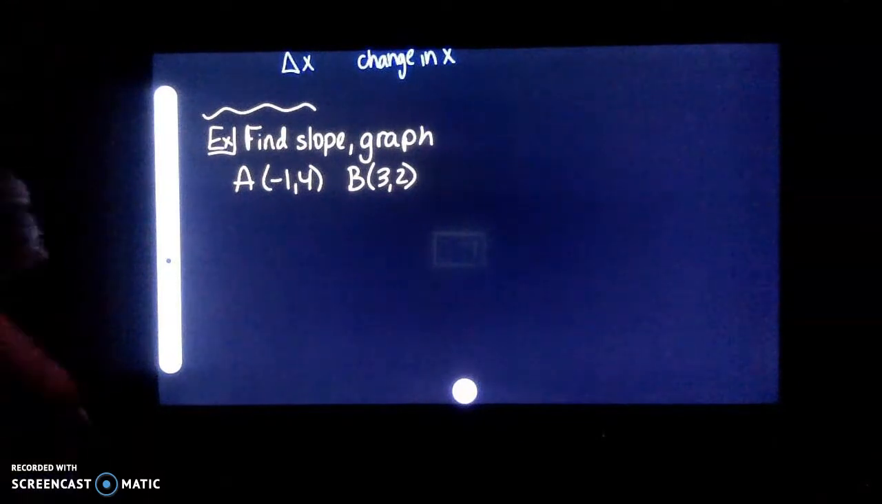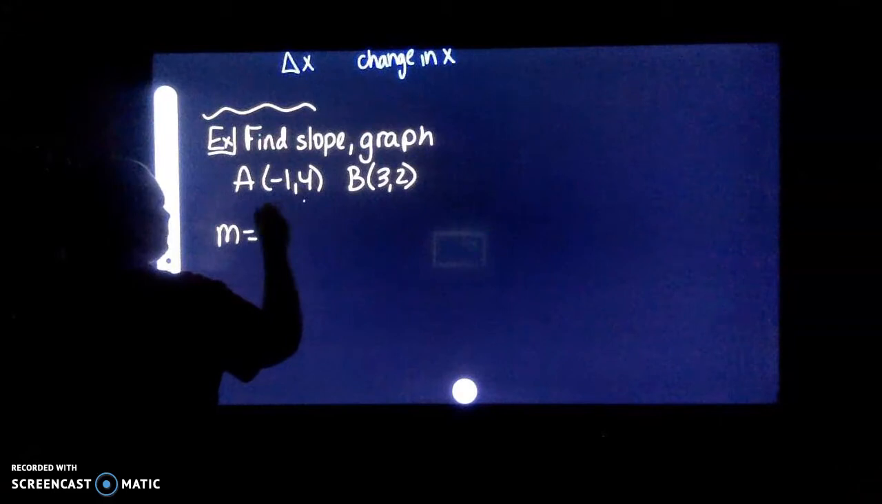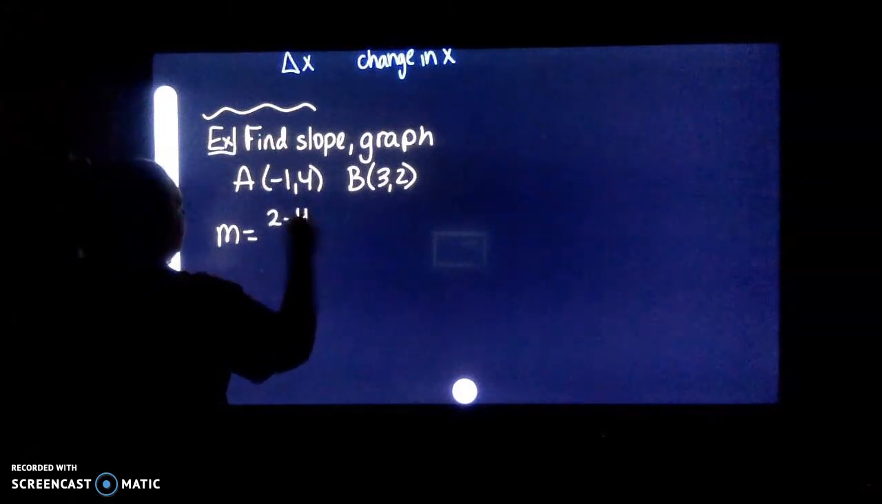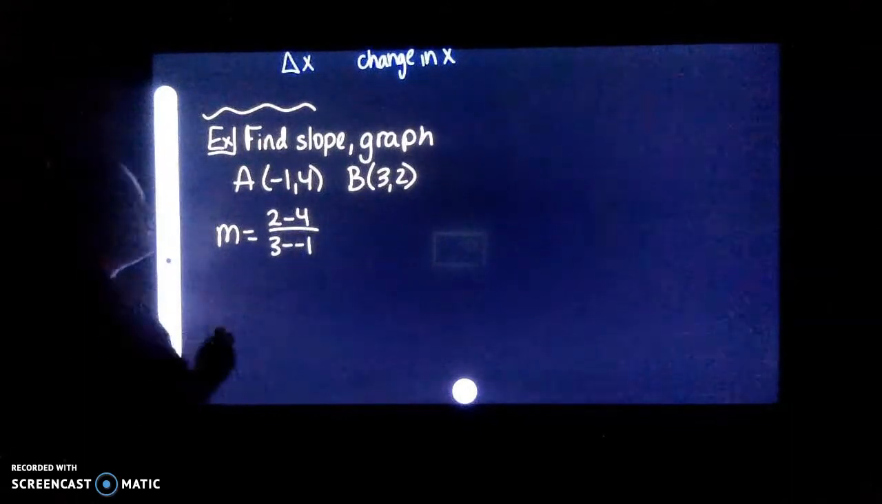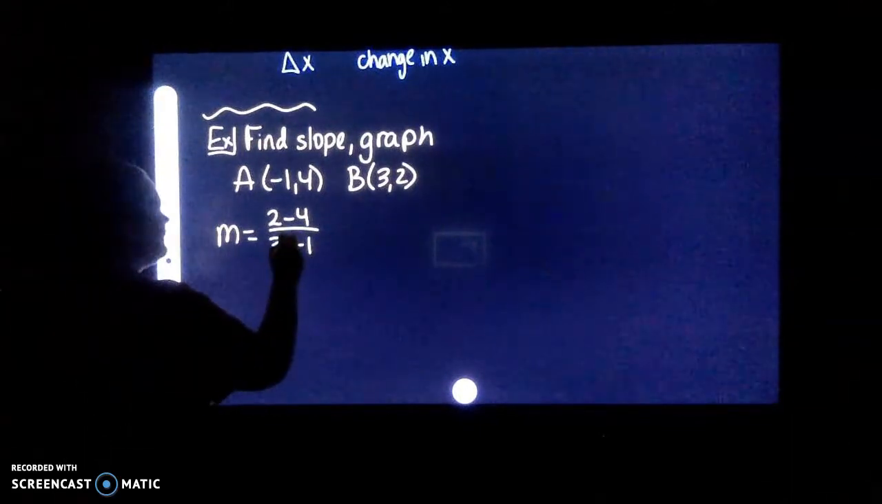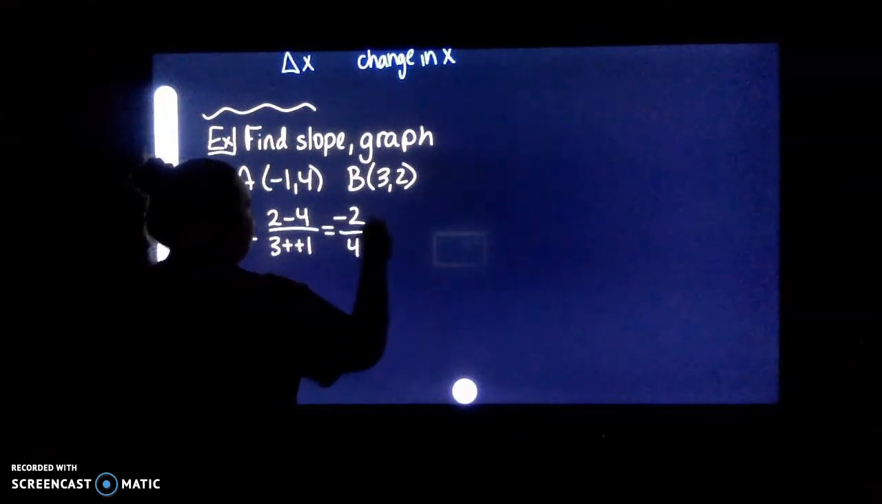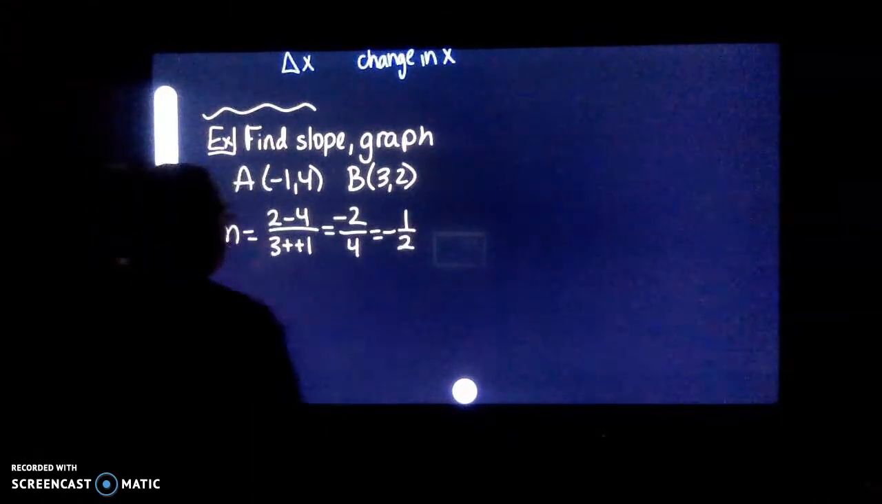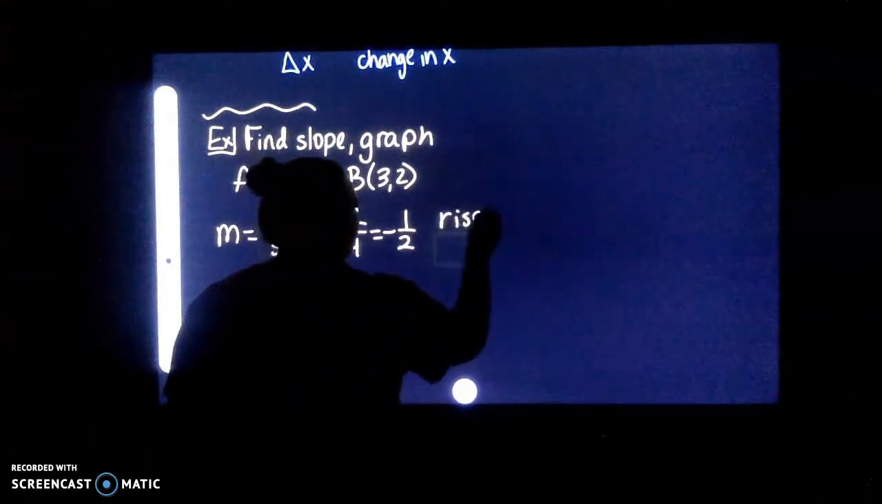So the first thing I'm going to do is I'm going to calculate my slope. So slope is equal to y2 minus y1, so 2 minus 4, over x2 minus x1, 3 minus a negative 1. A double negative becomes positive, so that becomes a 4. 2 minus 4 is negative 2, over 4 is negative 1/2. Slope is rise over run, in case you don't remember that either.